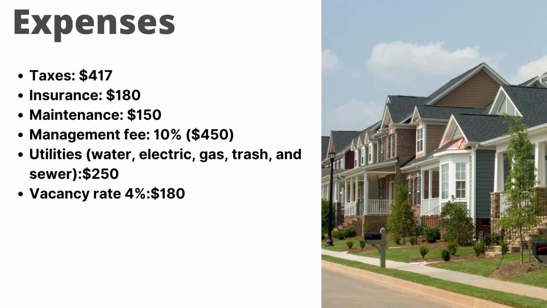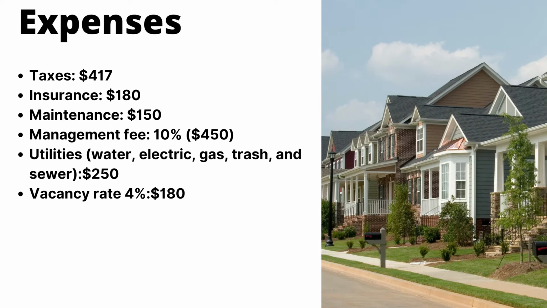So now let's look into expenses. First, you have your taxes. In this scenario, let's just say it's $417 a month, and that's just 10% of the $500,000. Then you have your insurance, and let's just say it's $180 a month. Maintenance, we're going to have it $150 a month. Management fee is going to be 10% or $450 a month. Utilities, this includes sewer, water, or any other utilities that you might be paying as a landlord. And for this scenario, we're just going to say $250.